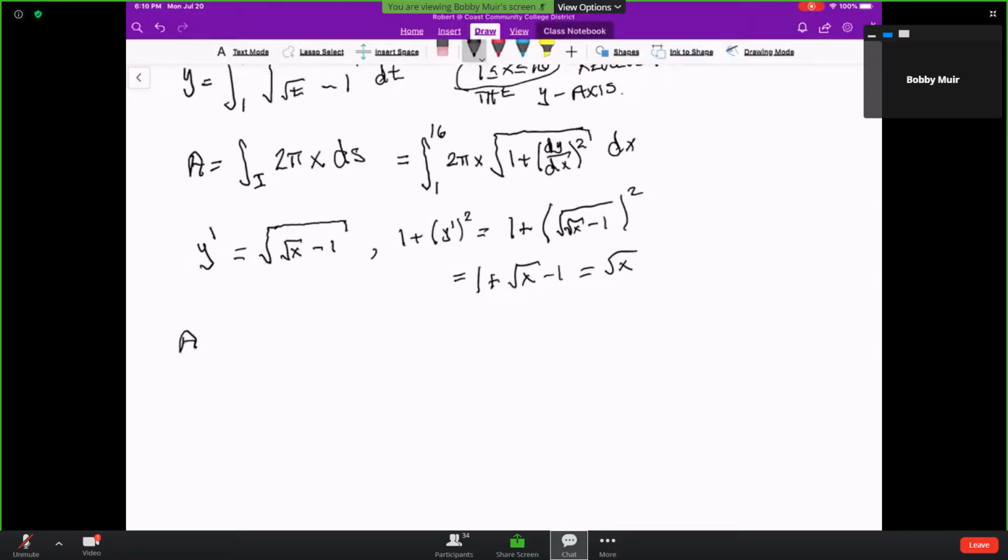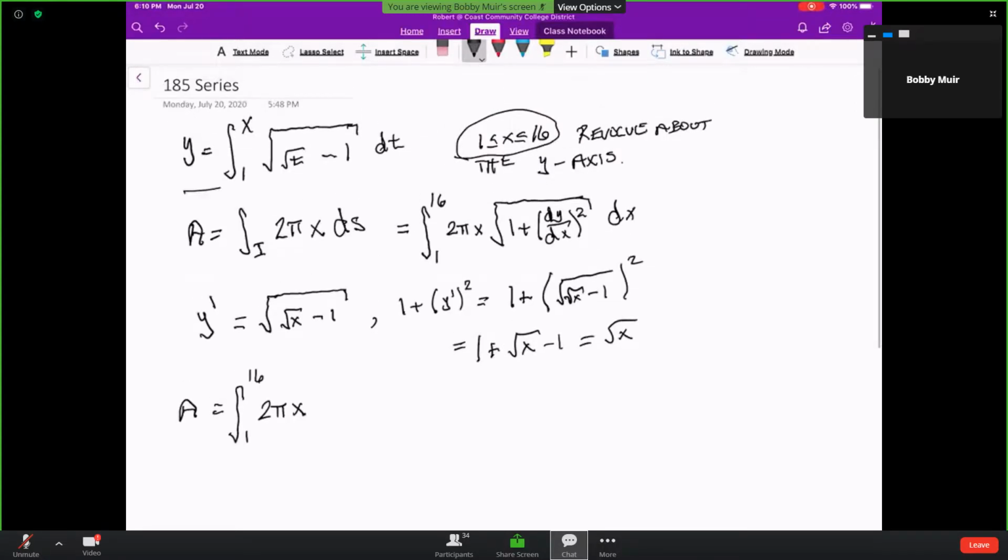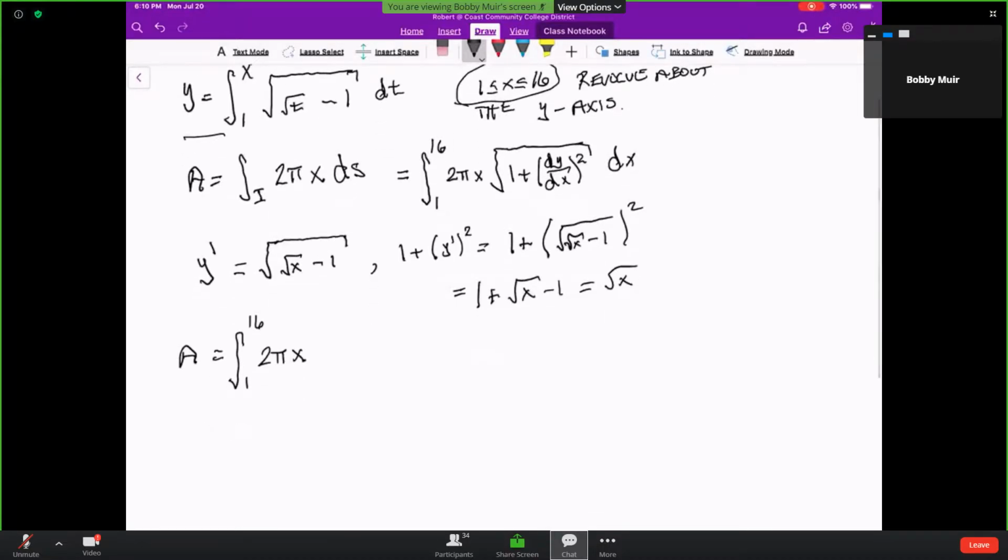So if you plug this into the formula, it's going to be the integral from 1 to 16, 2 pi x. Remember the x stays because it's a dx integral. If we were doing a dy integral, we would have to invert this up here and solve for y in terms of x. Now, that's not the easiest thing to do in the world. Some of you will learn about that later. Okay, and then we have the square root of x dx.